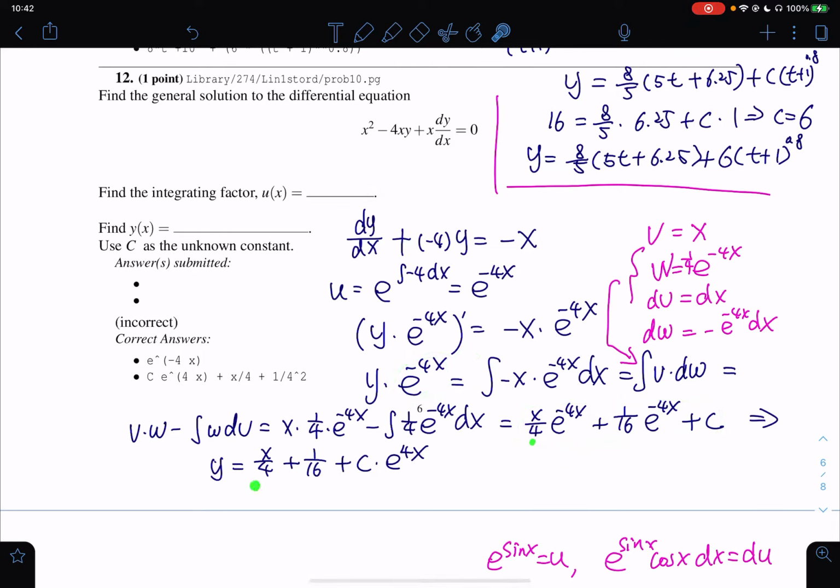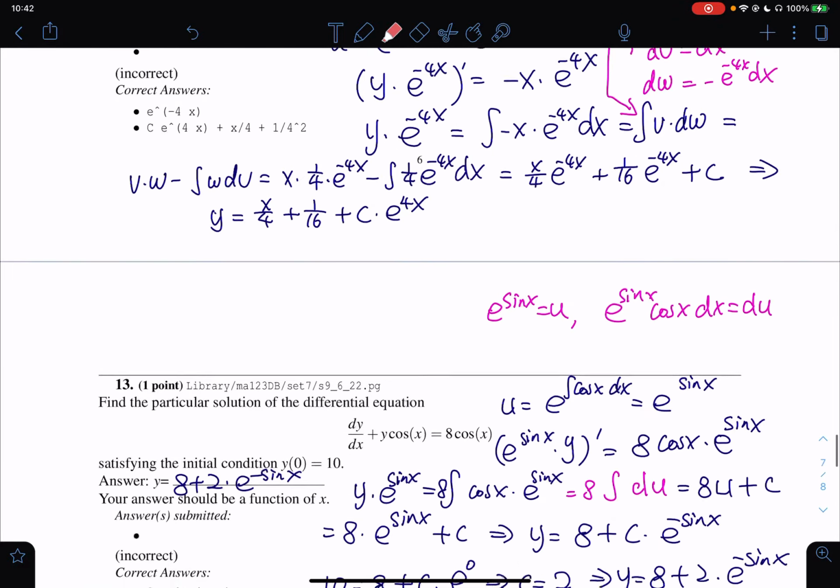Hence, I have x over 4, the e to the negative 4x canceled out. 1 over 16, again, e to the negative 4x canceled out. And then c divided by e to the negative 4x, which is c times e to the positive 4x. So I have my final answer here. It's e to the power of negative 4x times... this one is supposed to be x over 4 plus 1 over 16 plus c times e to the power of 4x, where the c is not really given to us. Initial condition is not given to us, so we can't really identify the c.